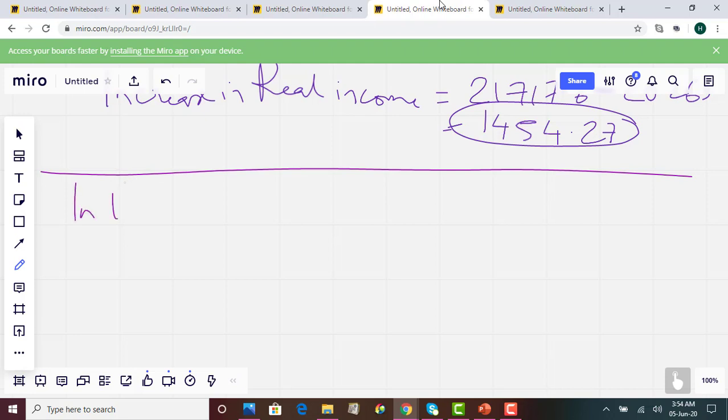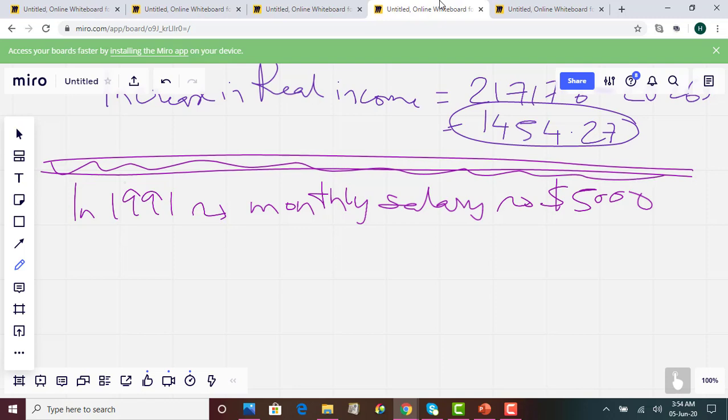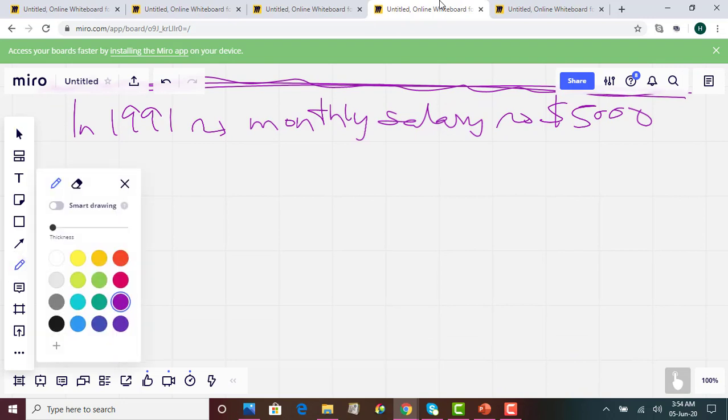In 1991, your monthly salary was $5,000. Again, this is a new example, okay? So don't confuse it with the other one. Let me just take that out so you don't confuse it.